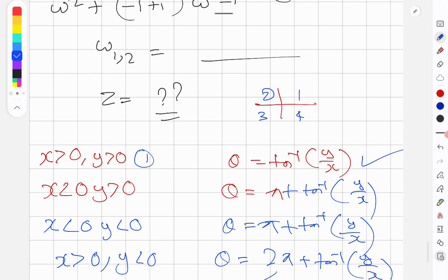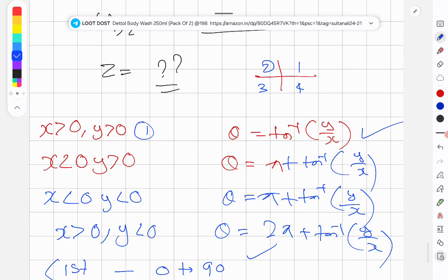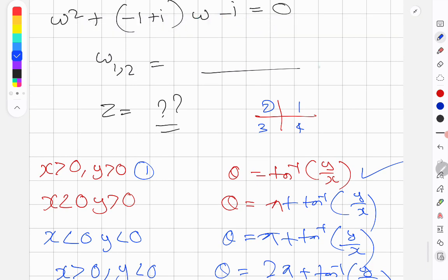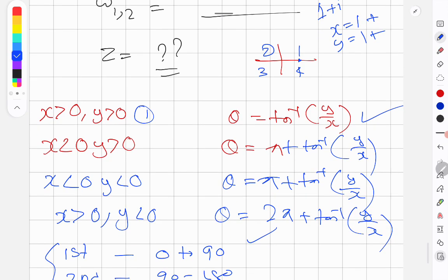If you have a complex number, you have to check the quadrants as well. If you have something like 1 plus i, x is positive here. The real part x is equal to 1 and y is also equal to 1. So both of them are positive, so they lie in the first quadrant. So directly, the formula will be tan inverse y upon x, and you can cross check it.